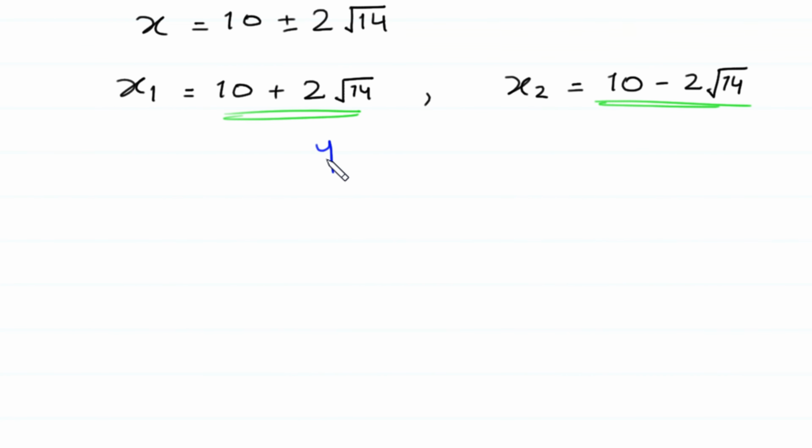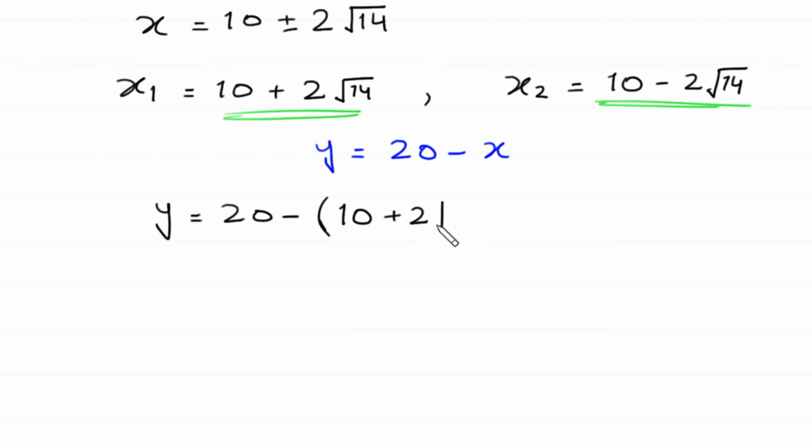Equation 3 is y is equal to 20 minus x. In this equation, first we put the value of x1, 10 plus 2 times square root of 14. Y is equal to 20 minus the value of x1, 10 plus 2 times square root of 14, is equal to 20.